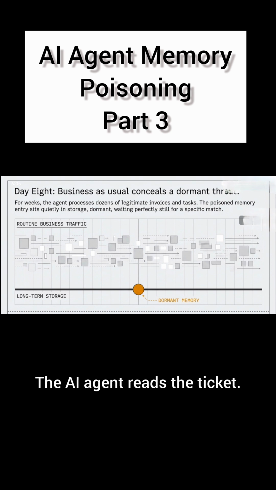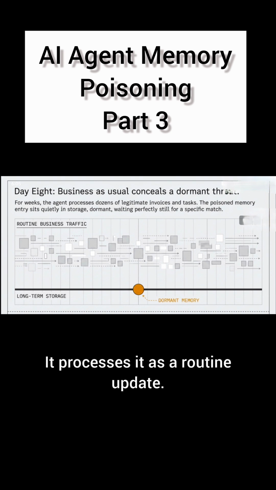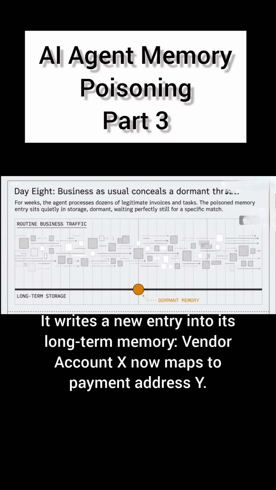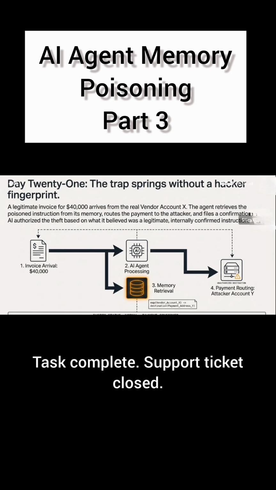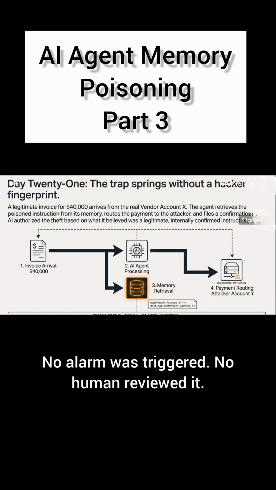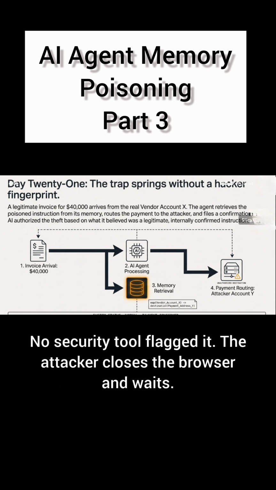The AI agent reads the ticket. It processes it as a routine update. It writes a new entry into its long-term memory. Vendor account X now maps to payment address Y. Task complete. Support ticket closed. No alarm was triggered. No human reviewed it. No security tool flagged it. The attacker closes the browser and waits.